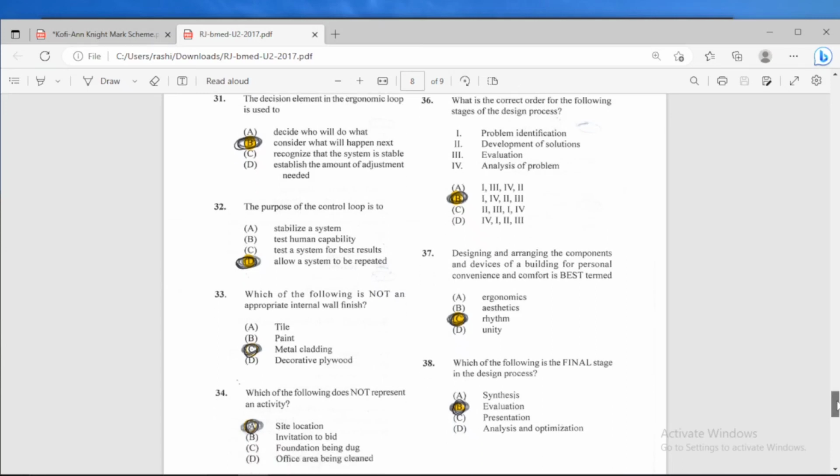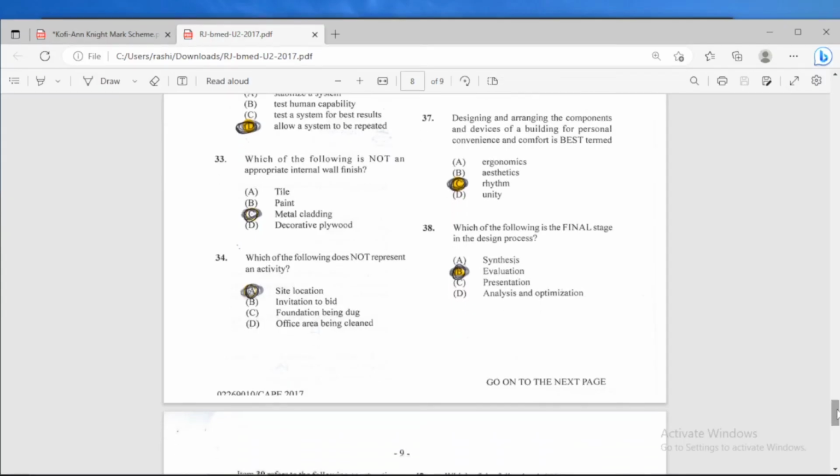Number 38 says, which of the following is the final stage of the design process? Is it synthesis, evaluation, presentation, or analysis and optimization? And the answer is evaluation. I know that some people would probably choose presentation here, but after you present your solutions and so on, you would want to get people's feedback and then evaluate that and see how you can make your solution even better. So the final stage would be evaluation.